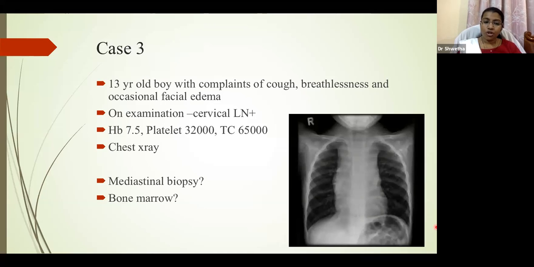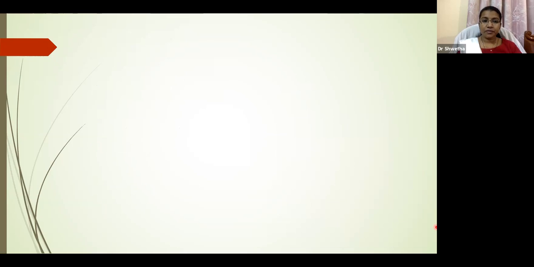Now, how to go about evaluating this child further? Do we go for a mediastinal biopsy? Do we go for a bone marrow? What do we do for this patient further? So first of all, this patient is showing features of SVC obstruction.